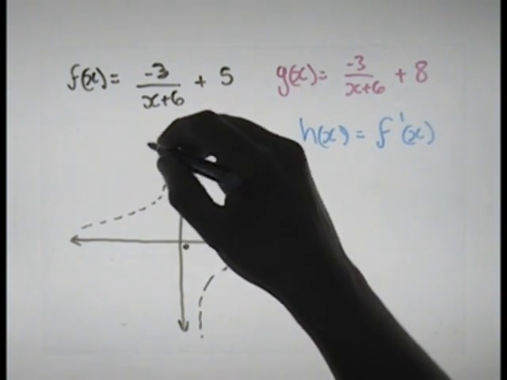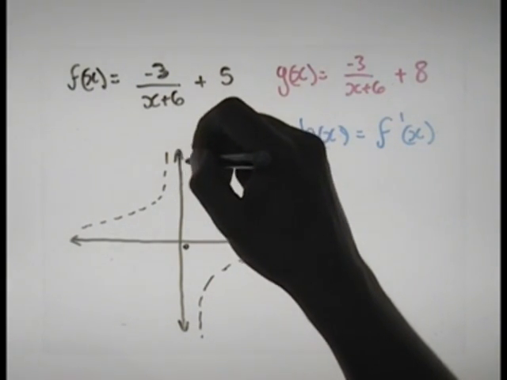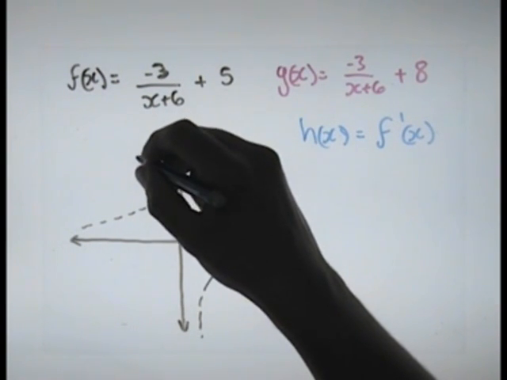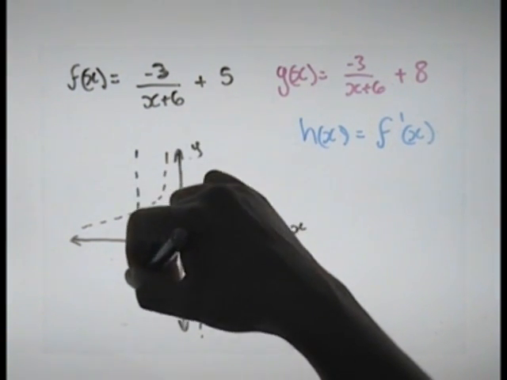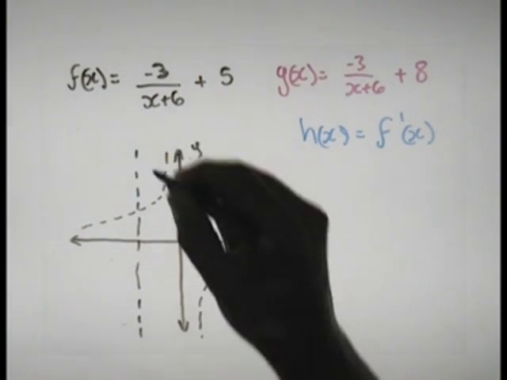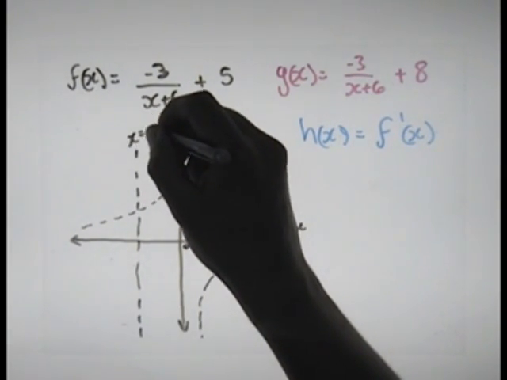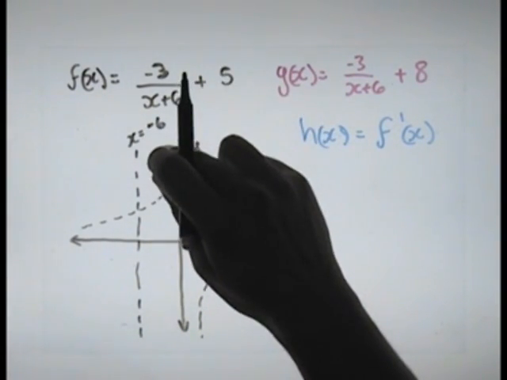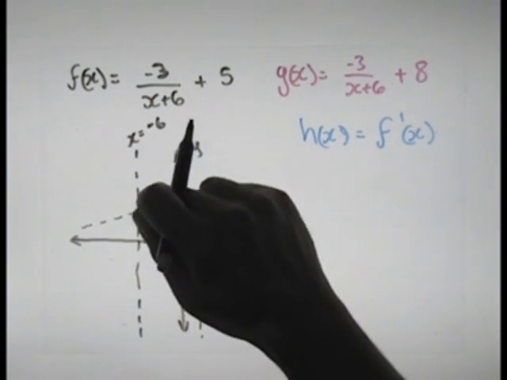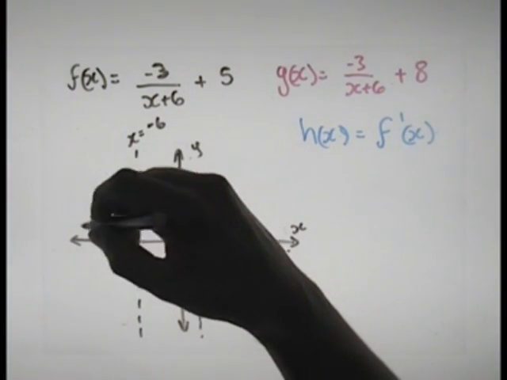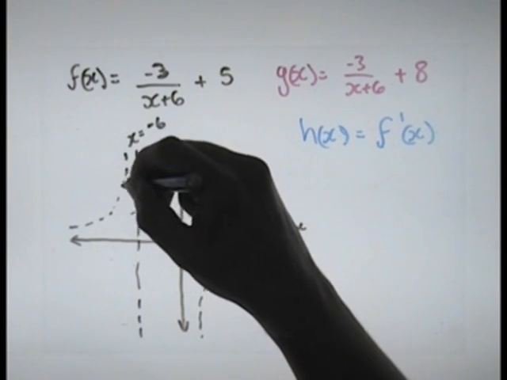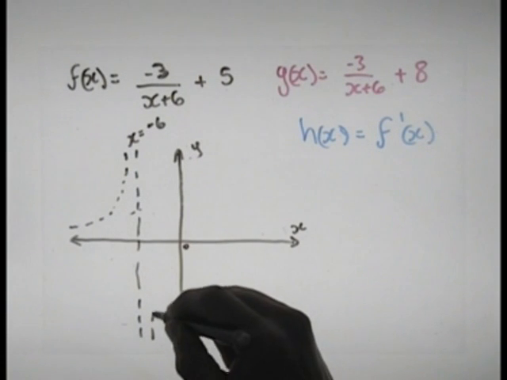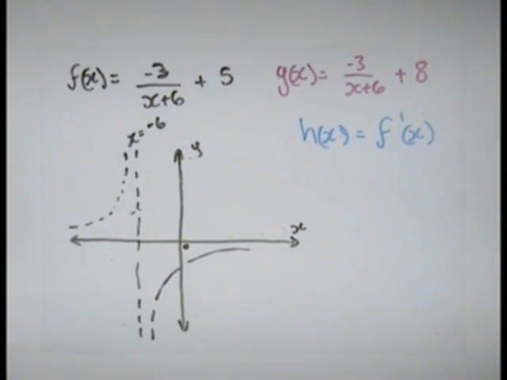That means that our new asymptote is now not at x is equal to 0, but at x is equal to negative 6. This is the asymptote, x is equal to negative 6. This graph here cannot ever equal negative 6, which means that our graph is now asymptote around x is equal to negative 6, which means that it looks something like that.